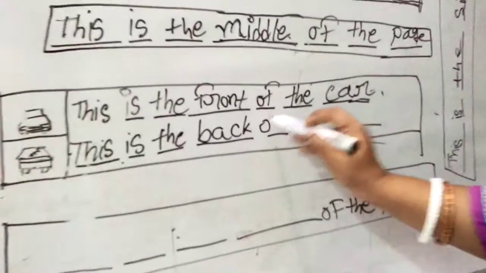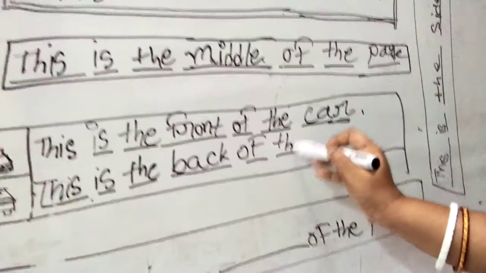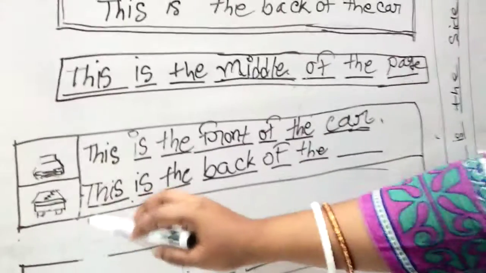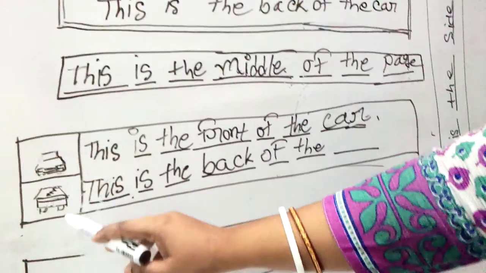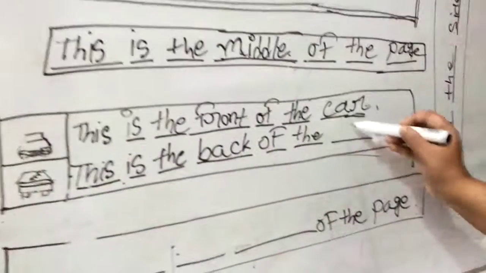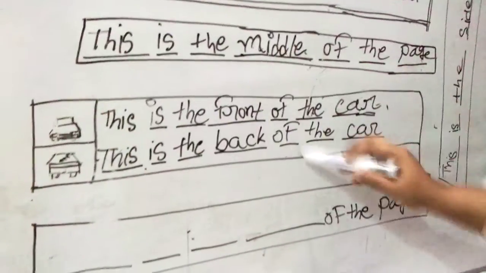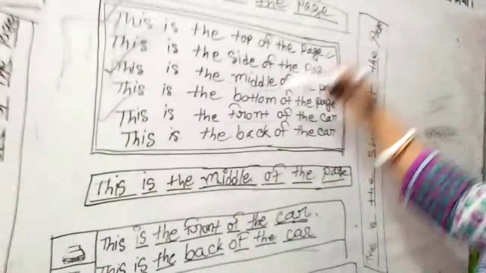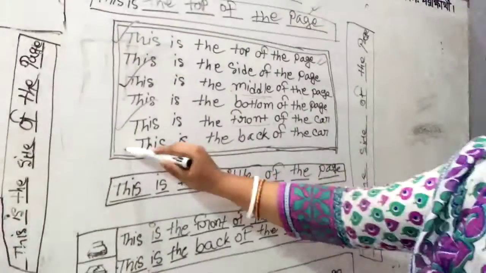Back of what? Is it a car? Yes. Is it a bus? No. Is it a house? No. As it is car, so I have to write this is the back of the car. Can you find this line in this box? Yes. Here it is. Okay.